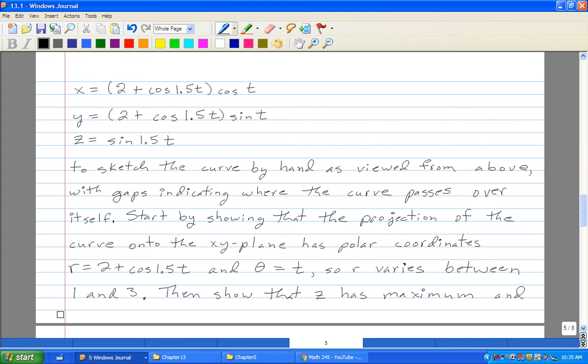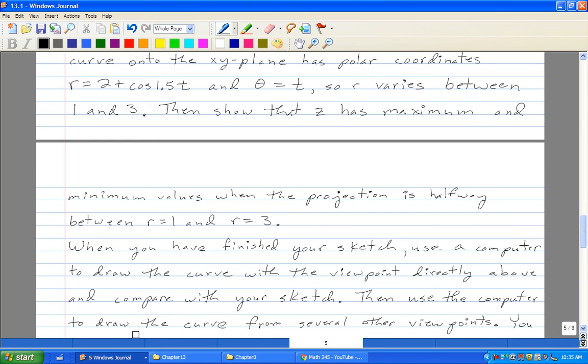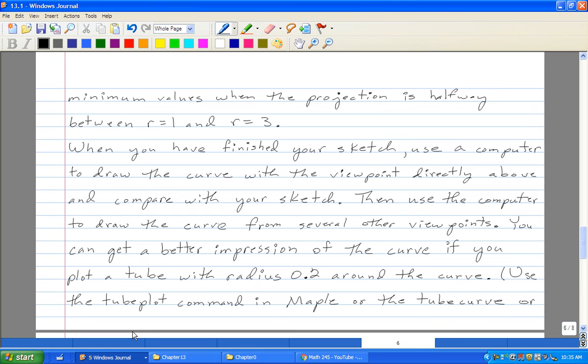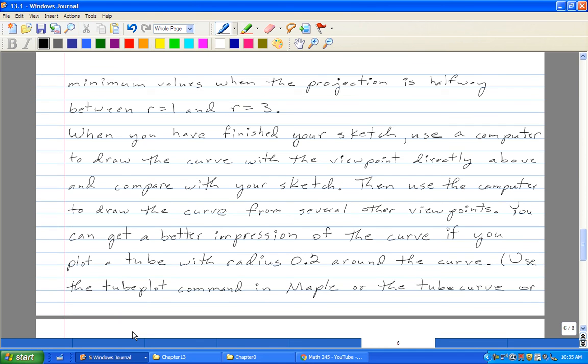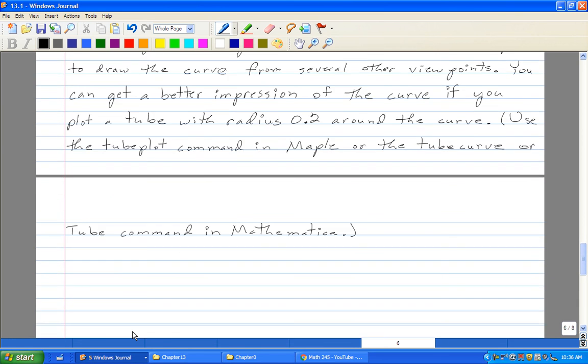So r varies between 1 and 3. Then show that z has maximum and minimum values when the projection is halfway between r equals 1 and r equals 3. When you finish your sketch, use a computer to draw the curve with the viewpoint directly above and compare with your sketch. Then use the computer to draw the curve from several other viewpoints. You get a better impression of the curve if you plot a tube with radius 0.2 around the curve. Use the tubePlot command in Maple, or the TubeCurve command in Mathematica.